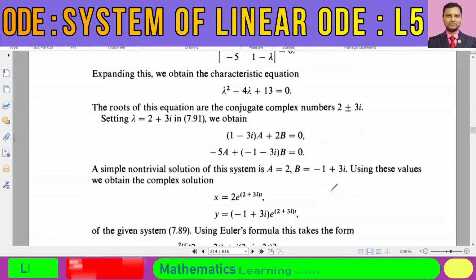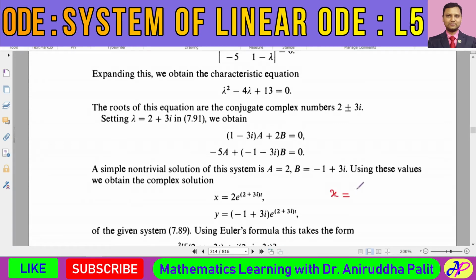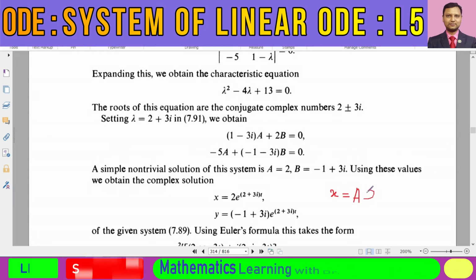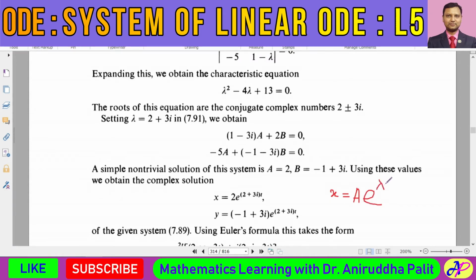So what was x? We considered that x was equal to capital A into e to the power of lambda t. So if we put capital A is equal to 2 and lambda is equal to this lambda 1, that is 2 plus 3i, then we will get this kind of value of x. x is equal to capital A, this is our capital A, into e to the power of lambda t. In this fashion we will get the expression of small x.